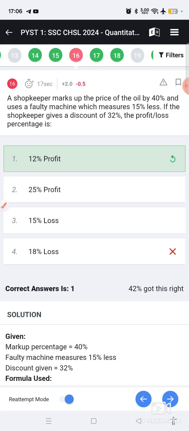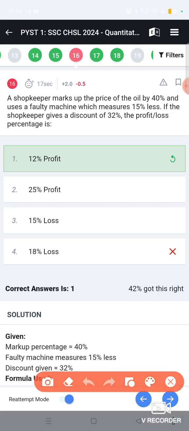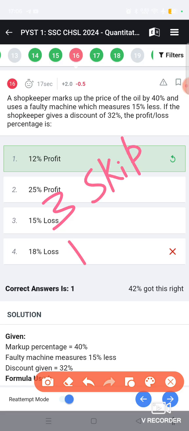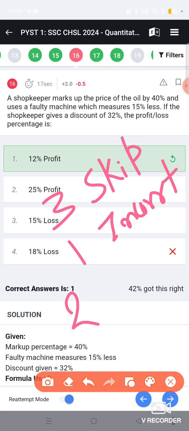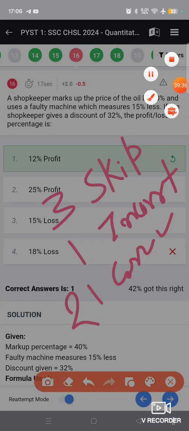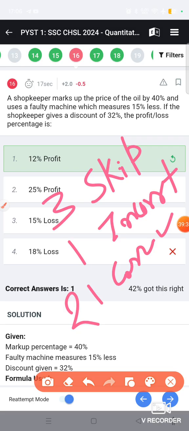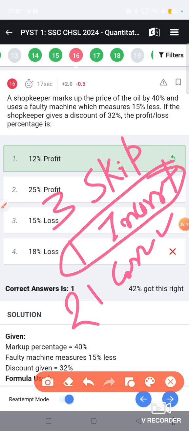So at first, three questions are skipped. One is incorrect and 21 questions are correct. And that incorrect question is also correct on the second attempt.